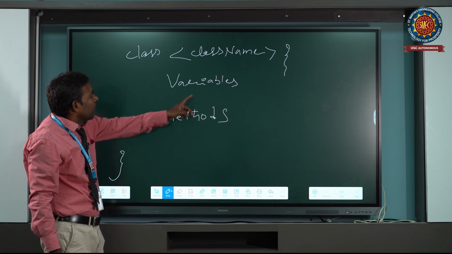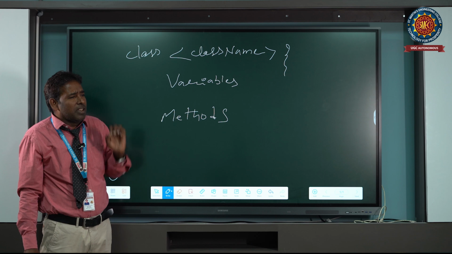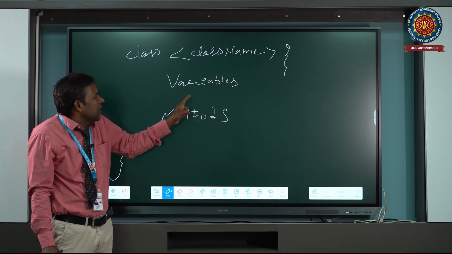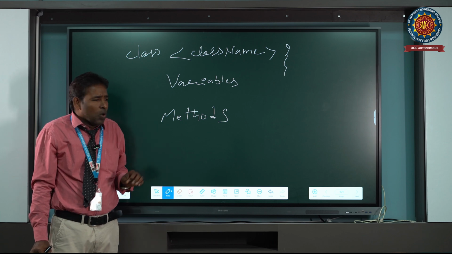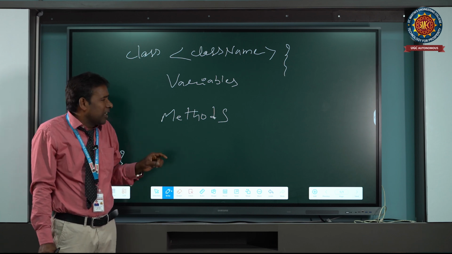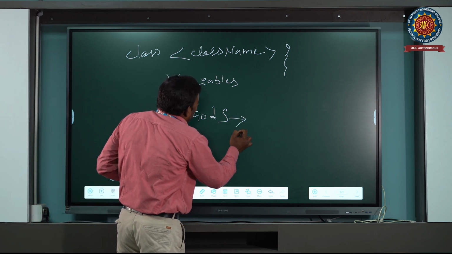What is a variable? A variable is data that we can change. That data we take as variables. What are methods? Methods means actions. Everything we do in object oriented programming is done through the methods only. Why? Because it provides security.